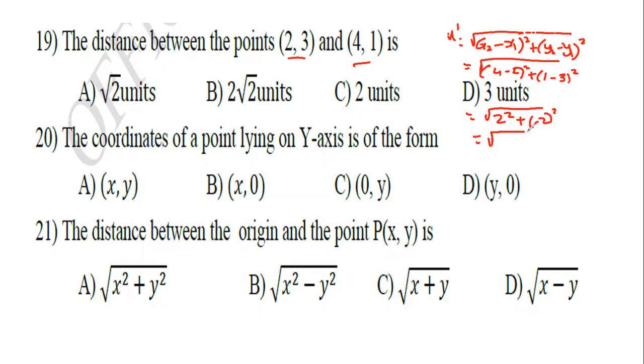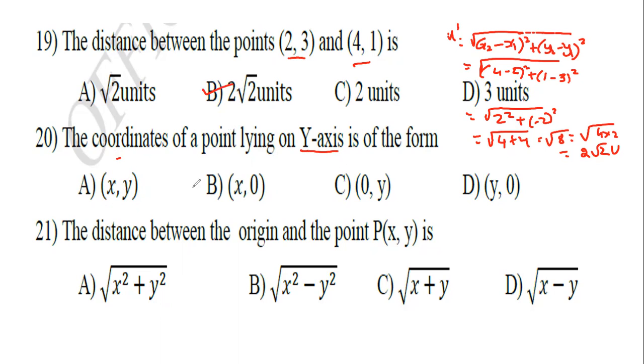which is equal to square root of 2 twos are 4 plus 2 twos are 4, is equal to square root of 8. You can write this one as 4 into 2. So square root of 4 into 2 is 2 root 2 units. So which option is right? Option B is correct. Next, the coordinate of a point lying on y-axis. The point is lying only on y-axis. Then x value will become 0.